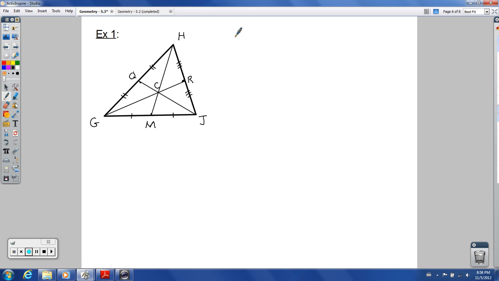So let's say that this is true. C is the centroid of triangle GHJ. And I'm going to also tell you that this is true. And CM equals 8. So let's label that in the picture. This is 8 right there.